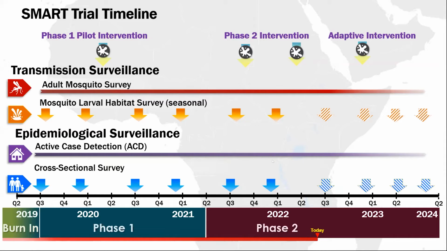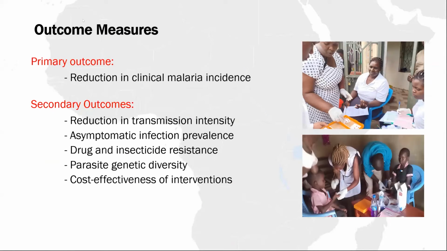And we have come up with the outcome measures that we are measuring, mainly the primary outcome, which is the reduction in clinical malaria incidence. For secondary outcomes, we examine reduction in transmission intensity using entomological inoculation rate. We also examine asymptomatic infection prevalence reduction, drug and insecticide resistance, as well as parasite genetic diversity, and also do cost-effectiveness analysis of all the interventions that we shall use.